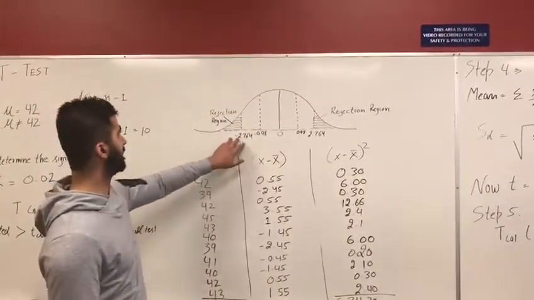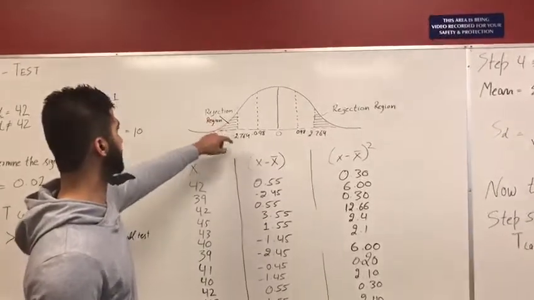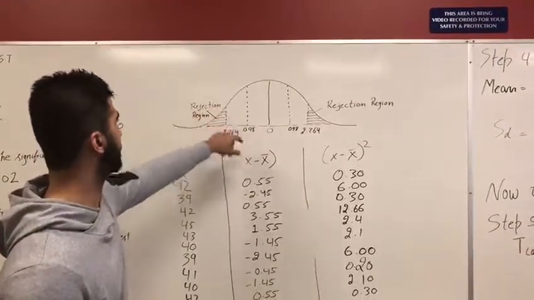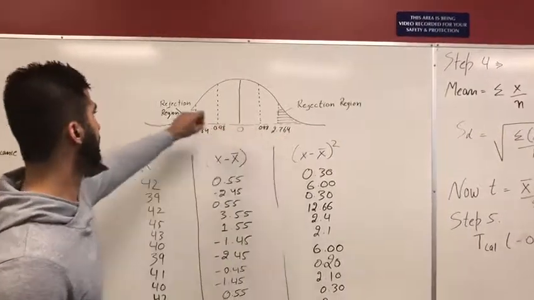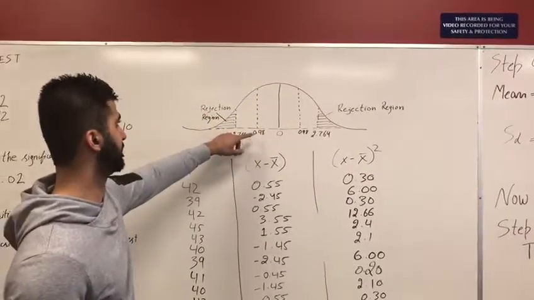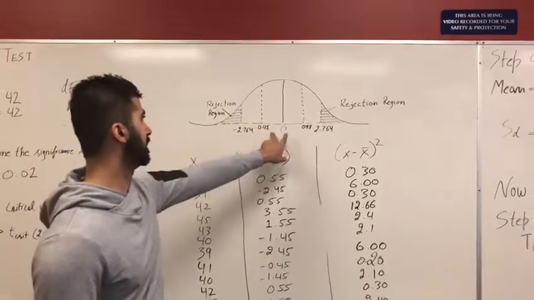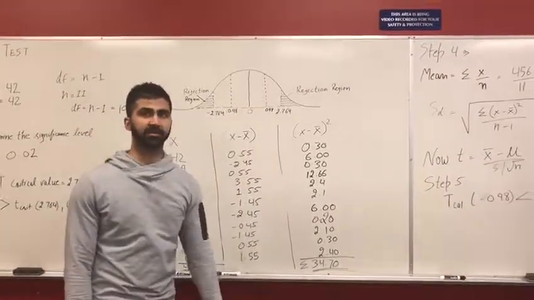So this is a graph. Our rejection region is 2.764. It's two-tailed, so minus 2.764 and positive 2.764. And our answer, which is 0.98, is outside of the rejection region. That means all the chocolate bars are not the same.